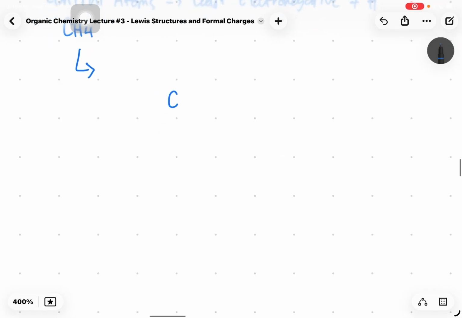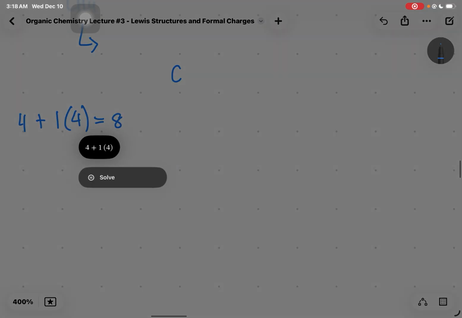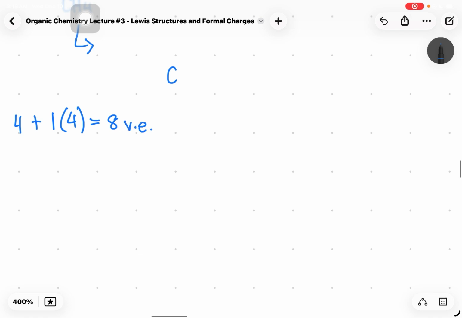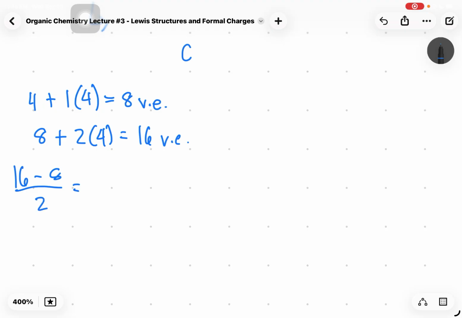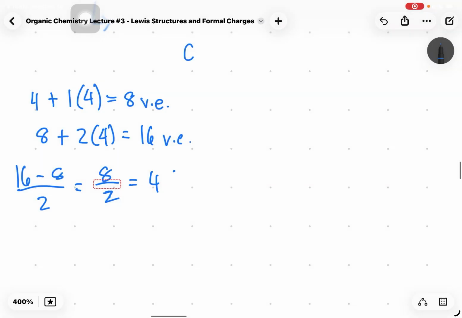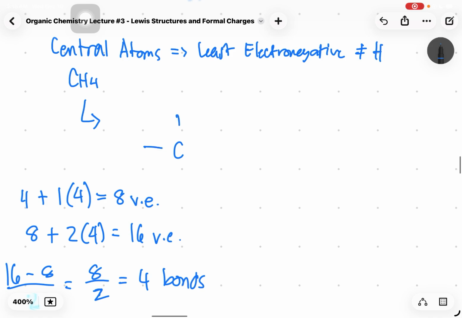So CH4 has 4 valence electrons from carbon, plus 1 times 4, since we have 4 hydrogen atoms, which gives us a total of 8 electrons. And then, if the octet rule and the duet rule are all satisfied, we should have 8 plus 2 times 4, so that's 16 valence electrons. And then we subtract these two with one another, so that's 16 minus 8 divided by 2, 8 over 2, this equals 4 bonds. And we draw 4 bonds around carbon.